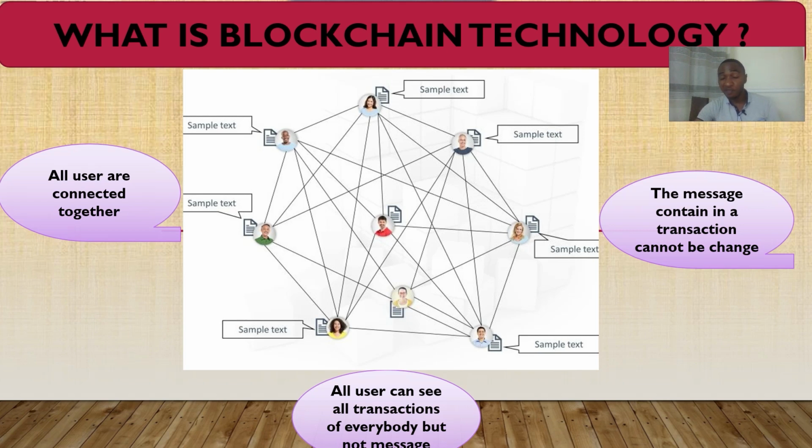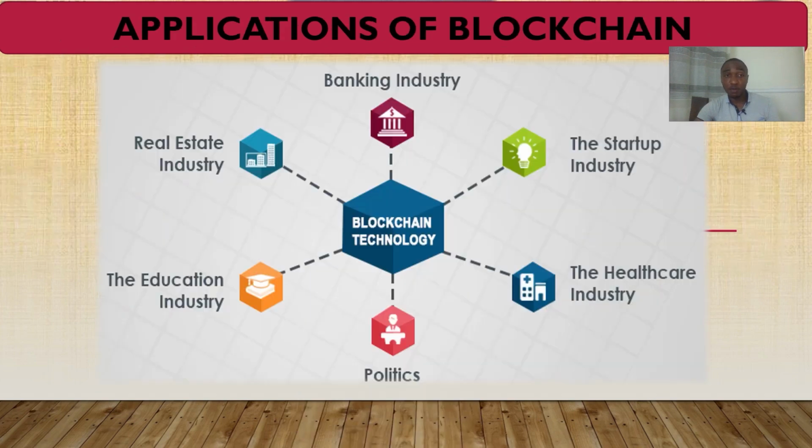The information that has been sent on the network cannot be changed, and that information cannot be modified by a hacker, and this information is decentralized. So at the same time, everybody has the same copy of that message, and that's what makes the beauty of this technology. So we are going to dive into the applications of the blockchain.